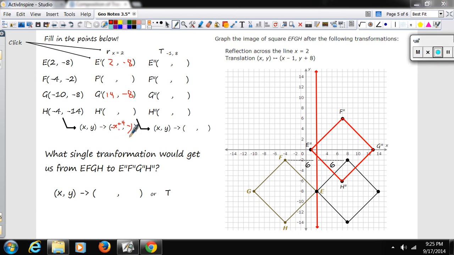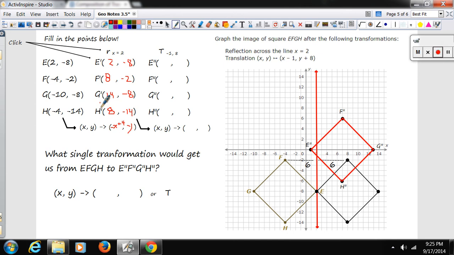Alright, so if we apply this rule to the last 2 points, we're going to keep the y, so negative 2, and then we're going to take the negative x, which would be 4, plus 4 would be 8. So 8, negative 2, boom, there it is, we got it, sorry about that. Okay, so opposite of x would be 4, and then add 4, so you get 8 again. And you get negative 14. Alright, so there are your points.